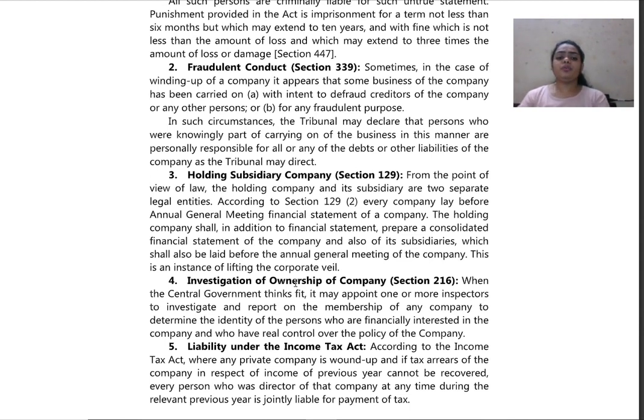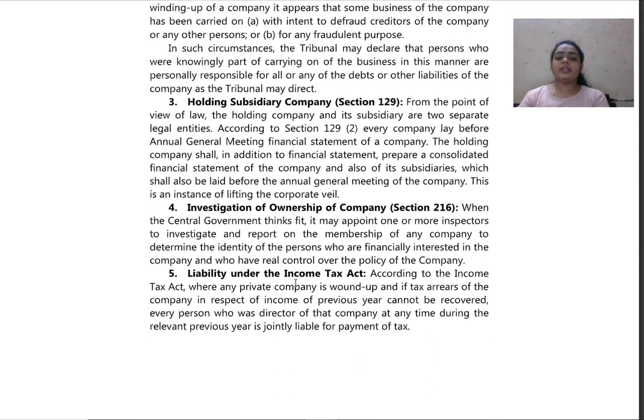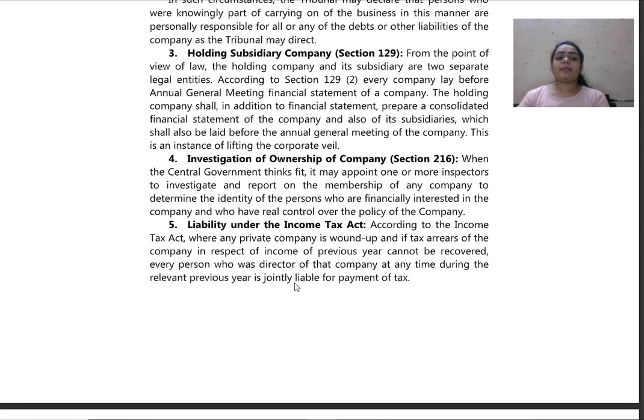From the point of view of law, the holding company and its subsidiary are two separate legal entities. According to section 129, every company shall lay before the annual general meeting the financial statements of the company. The holding company shall, in addition to its financial statement, prepare a consolidated financial statement of the company and also of its subsidiaries, which shall be laid before the annual general meeting. This is an instance of lifting the corporate veil.